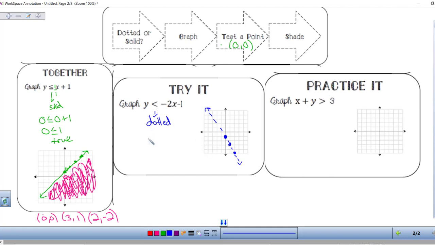So to figure out where to shade, we need to test our point 0, 0. So I can put 0 in for y and 0 in for x. Simplify, this just becomes 0 minus 1, so -1. Is 0 less than -1? No, that is false. 0 is not less than a negative number. So we tested 0, 0, this point here, and we said that's not true. That means we don't want to shade it. So I'm going to shade the opposite side of the line. We don't shade if it's not a solution.